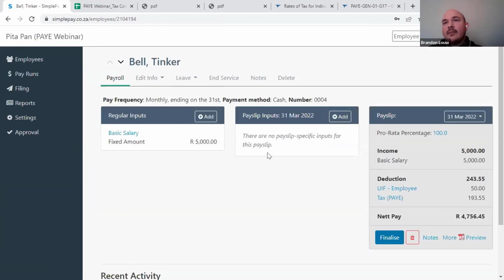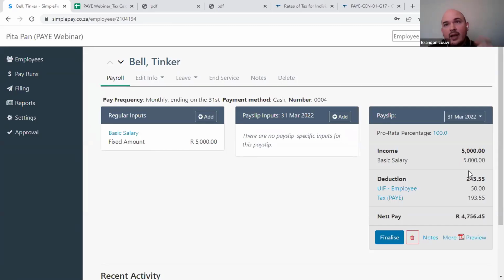But now what we've done is we've overridden the pro rata percentage. Because this employee didn't work a full month, they would have only had a basic salary of, let's say, around 2,500 Rand based on the period they've worked. But we've overridden this pro rata percentage to 100 to tell the system that they're earning 5,000 Rand for this half a month. So the system is not going to multiply this 5,000 Rand by 12 to get 60,000. It's going to multiply it by the number of half months there are, so by 24 essentially.